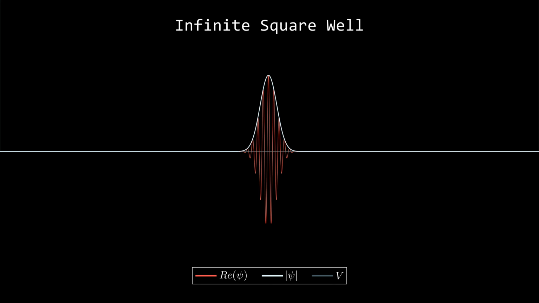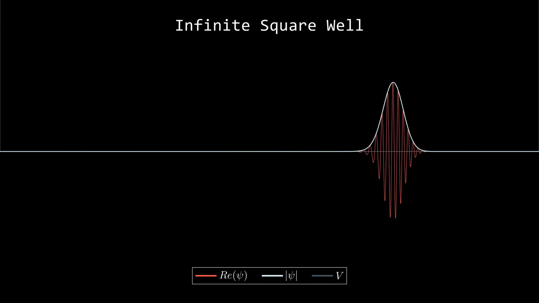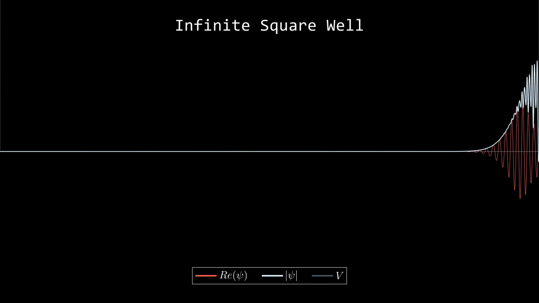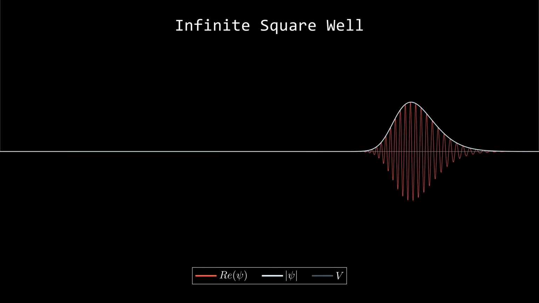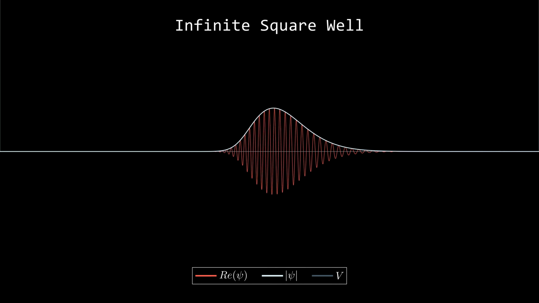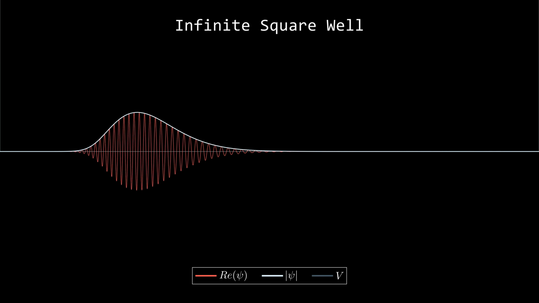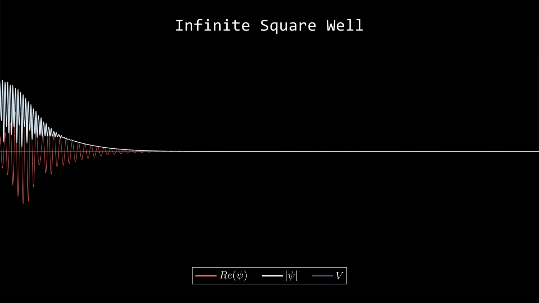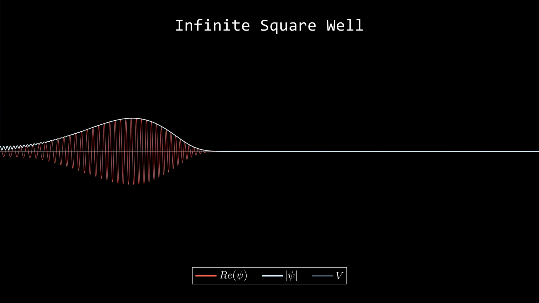Here, we have a Gaussian wave packet with non-zero initial momentum inside an infinite potential well. As time passes, the packet oscillates and shifts due to its momentum. It reflects off the walls, but its center moves, creating a dynamic pattern within the well.